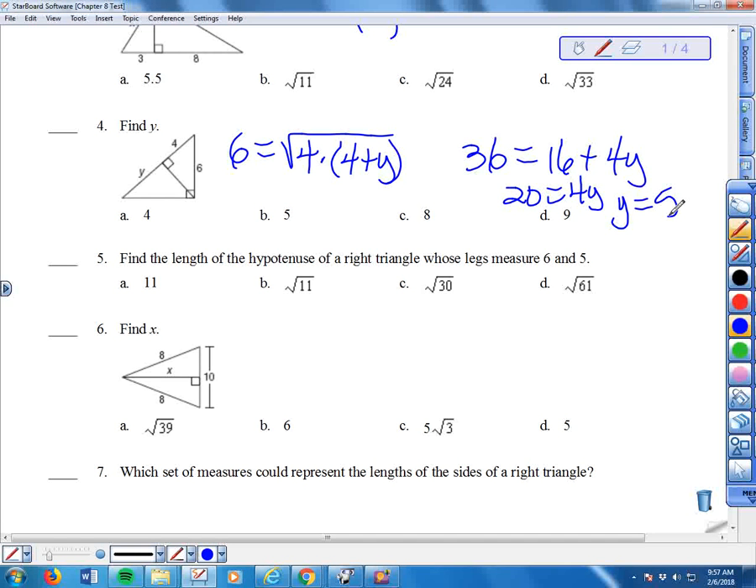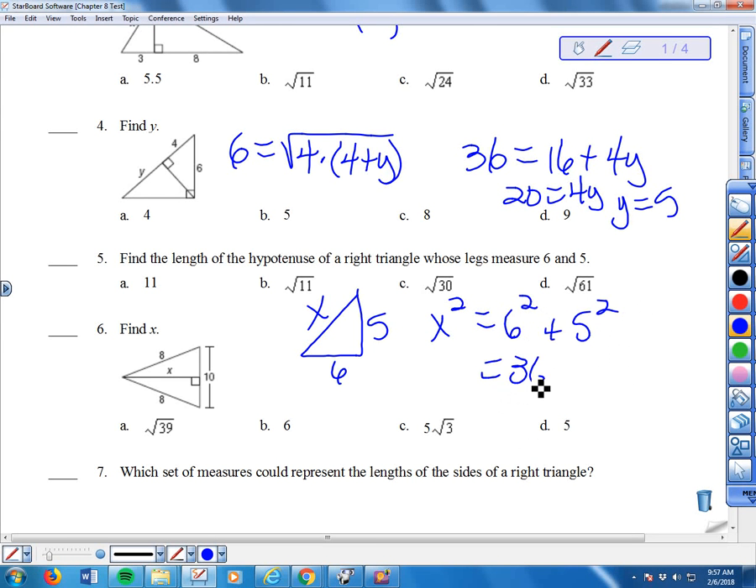Find the length of the hypotenuse of a right triangle whose legs measure 6 and 5. So we just need to use Pythagorean theorem. 6, 5, this is what we're looking for. X squared equals 6 squared plus 5 squared. So that's 36 plus 25, which is 61. So x is equal to the square root of 61.